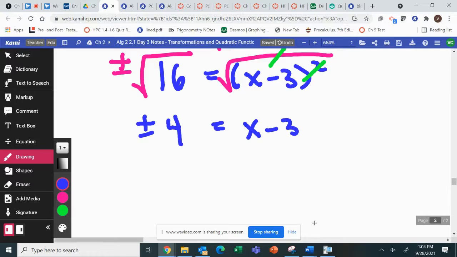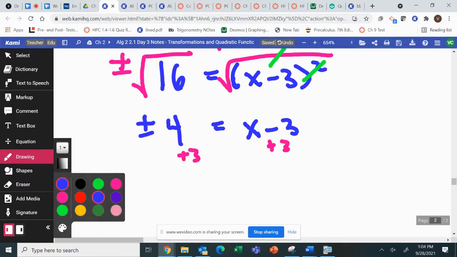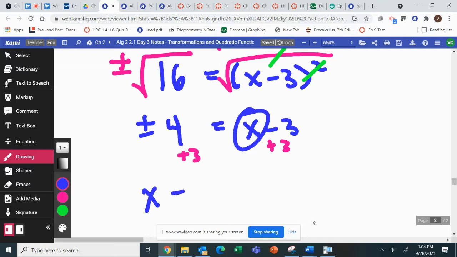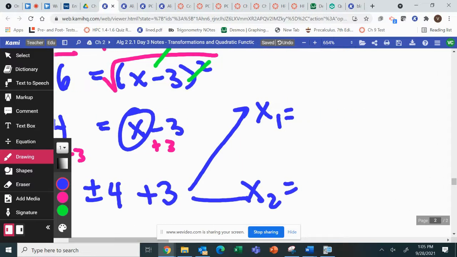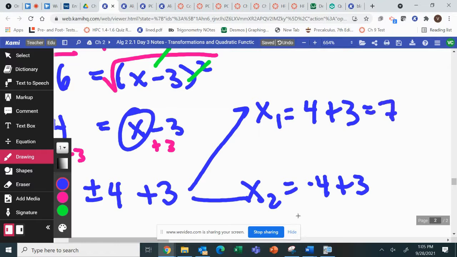All right, so now we can add 3 to both sides so we can get x by itself. So I have plus minus 4 and then add 3. Now I will separate x1 and x2. We have 2 answers. Positive 4 plus 3, -4 plus 3. And I did those quickly.